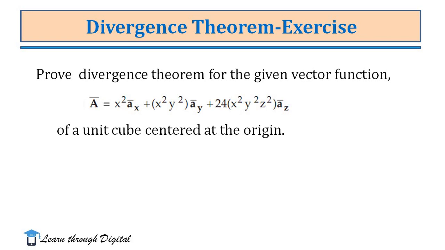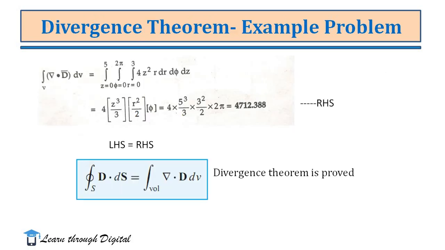Here I am giving one exercise problem. You can solve it by yourself. Prove divergence theorem for the given vector function A vector is equal to x² ax vector plus x²y² ay vector plus 24x²y²z² az vector, over a unit cube centered at the origin. This is the unit cube.